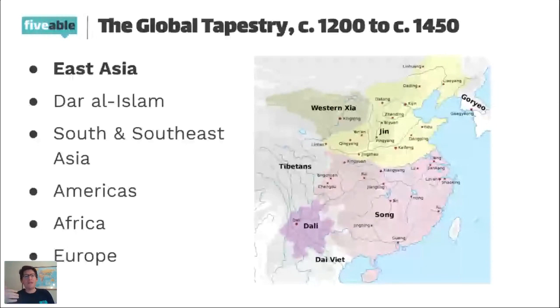you need to know some of the Chinese governmental systems. You also need to know some of the dynasties from the years 1200 to 1450. The ones you really need to focus on are the Song dynasty, which you see pictured here, the Yuan dynasty, the Mongol-led dynasty in China, and then the Ming dynasty, the restoration of Chinese rule.